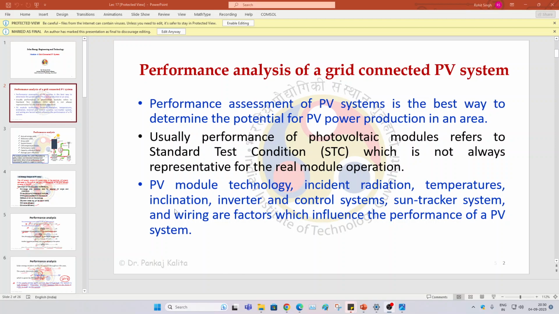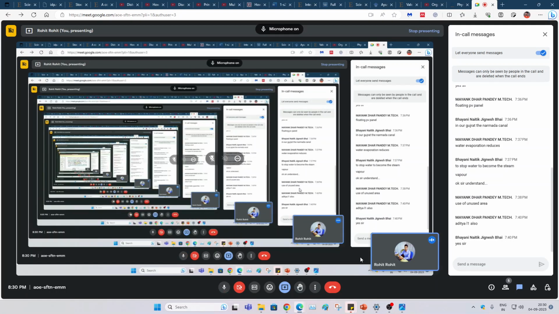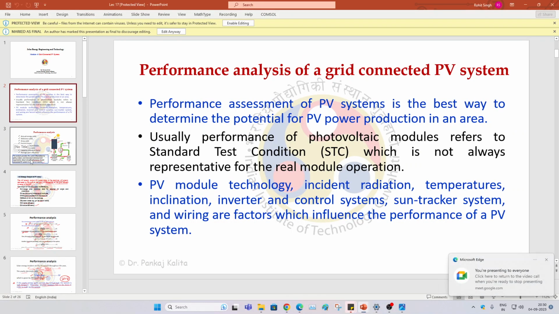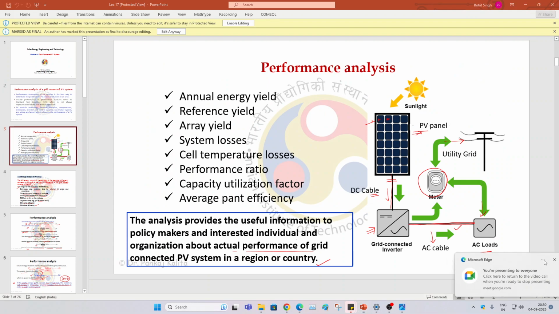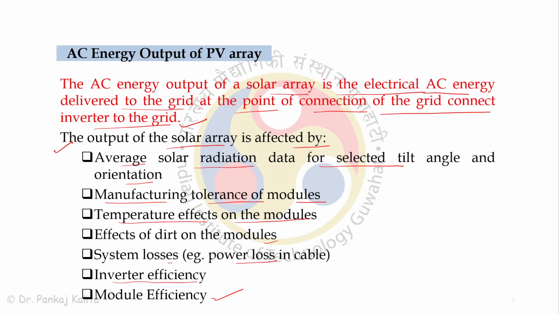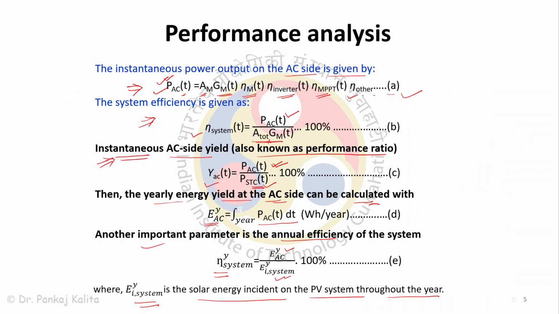Okay, so without going into much detail, just have a quick recap of the performance analysis of the system. So what can constitute a performance analysis, like annual yield, reference yield compared with the reference yield, system losses, temperature losses, all these things. Okay, so yeah, AC energy output.